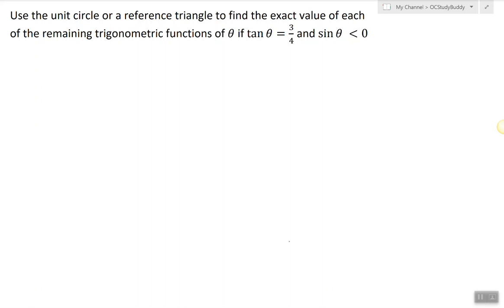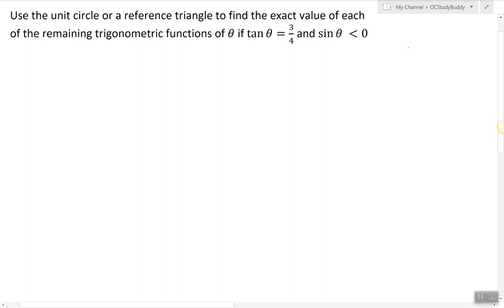In this video, I will show how to use the unit circle or a reference triangle to find the values of the remaining trigonometric functions when one of them is given along with the quadrant. First, let's interpret the given information and figure out the quadrant in which angle theta is in.